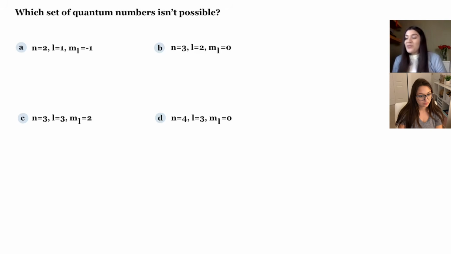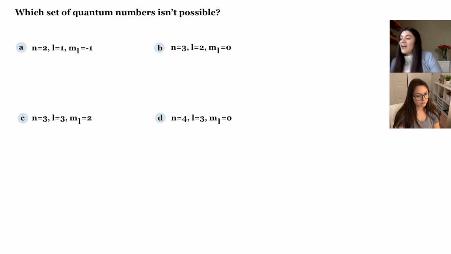This next one. All right. So this question I have seen on most exams. Definitely know this. It may seem tricky at first, but I'll explain it and help you understand it a bit better. This basically is telling us which set of quantum numbers isn't possible. And we're going to go through every single one, and I'll tell you why it either is possible or isn't possible.